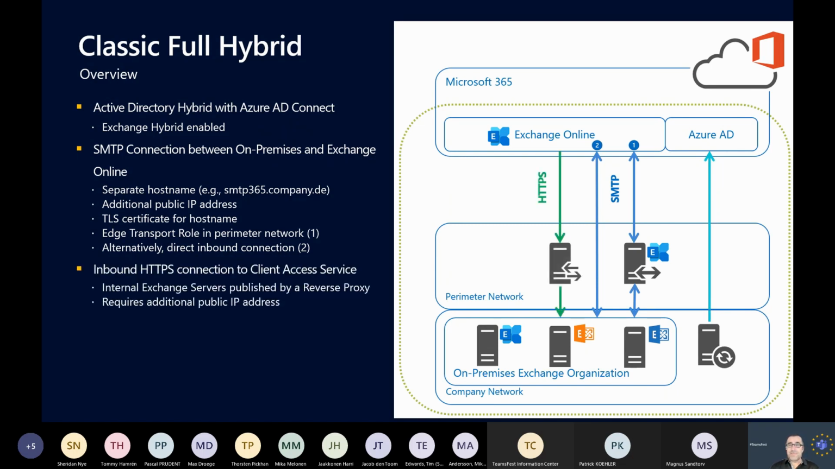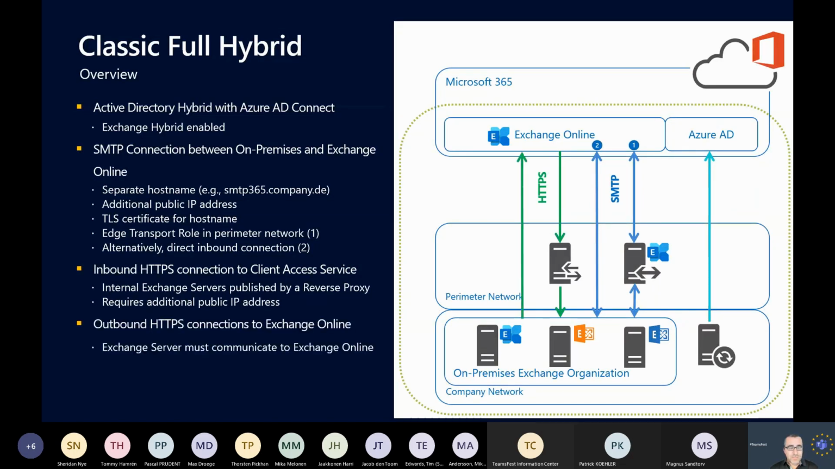Client access, as mentioned, Exchange Online must be able to communicate with your internal mail servers. We publish the internal Exchange servers using a reverse proxy, as we've done in the past. So this is a classic way how you publish your internal Exchange organization for client access using HTTPS to the internet, which again requires a certificate and a public IP address.